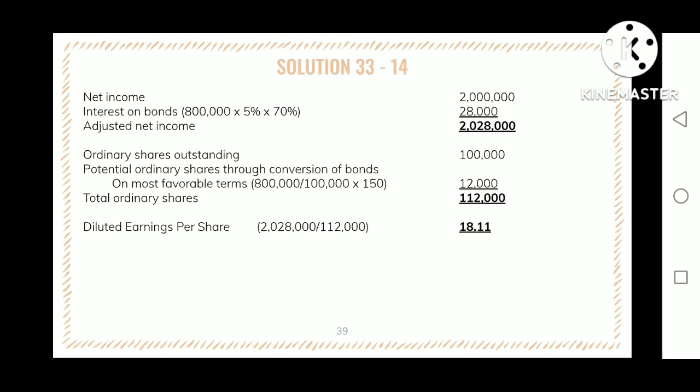To compute the diluted earnings per share, first we have to get the adjusted net income over total ordinary shares, with the amount of 2,028,000 over 112,000. The total is 18.11. So 18.11 is the diluted earnings per share.